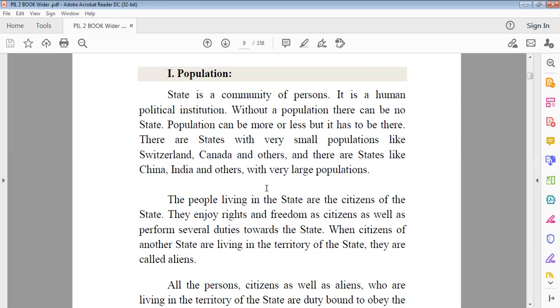So the population is maybe in certain states it doesn't exceed like 10,000 persons, or the population as a whole is 10,000 persons. However, in another state, you can find a population of 1 billion. So the number of the population is not important, is not a condition to say that there is a population as pillar of the state. So there are states with very small population like Switzerland, Canada, and the others. And there are states like China, India, and others with very large population. So what matters here is that the number shall not reflect a case of triviality.